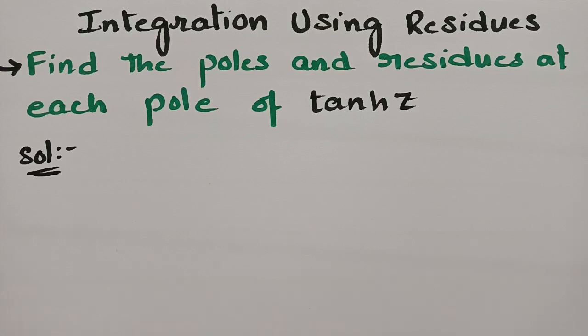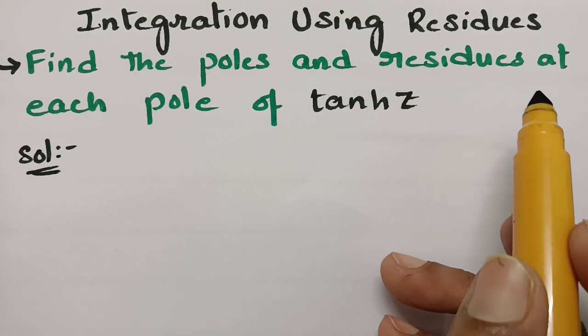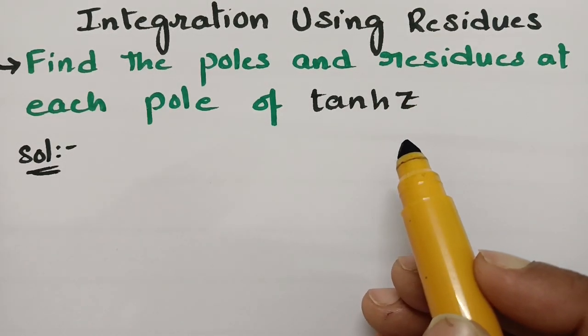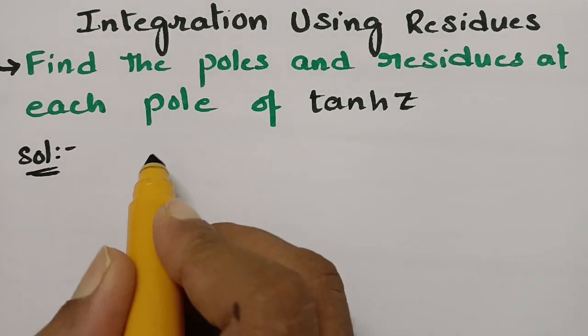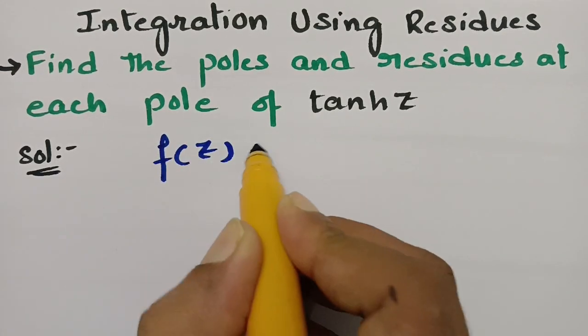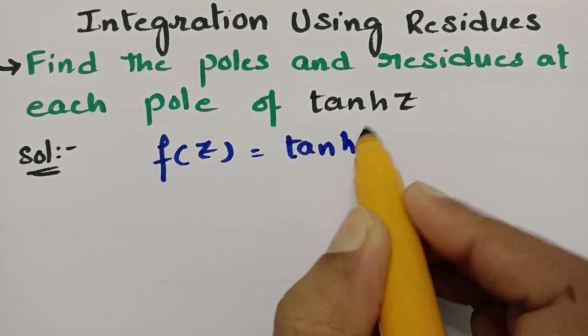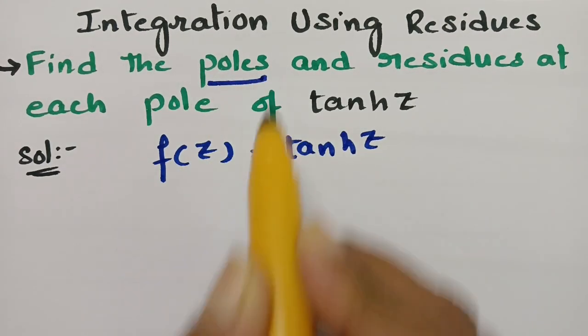Today's video is on integration using residues. In today's video, we are going to find the poles and the residues at each pole of tanh z. See here, first of all, what is given? f of z is given as tanh z. So we have to find the poles for it.